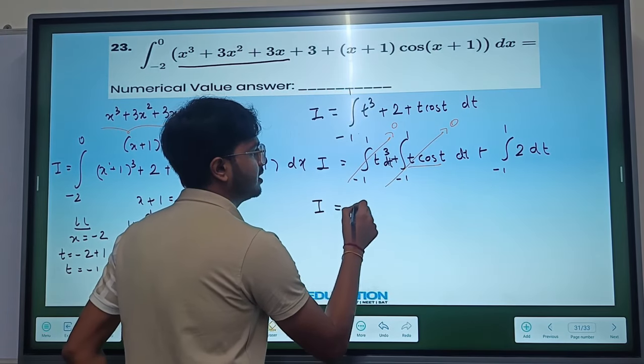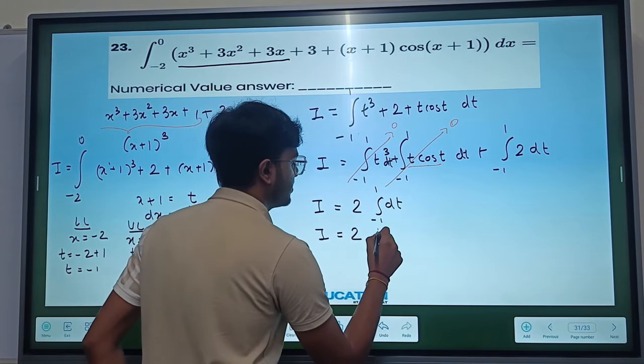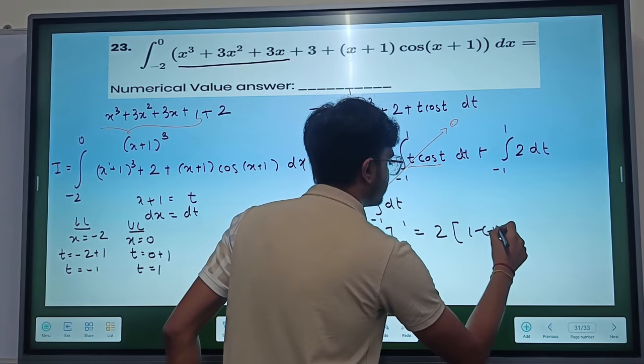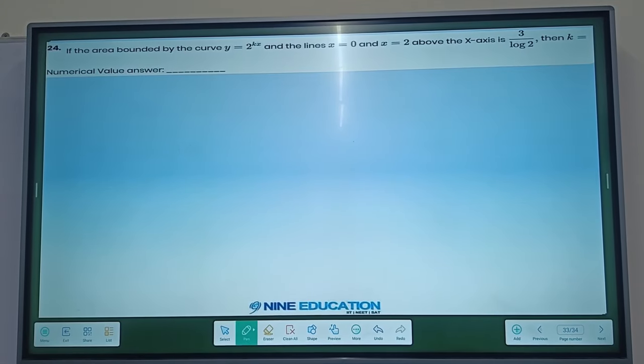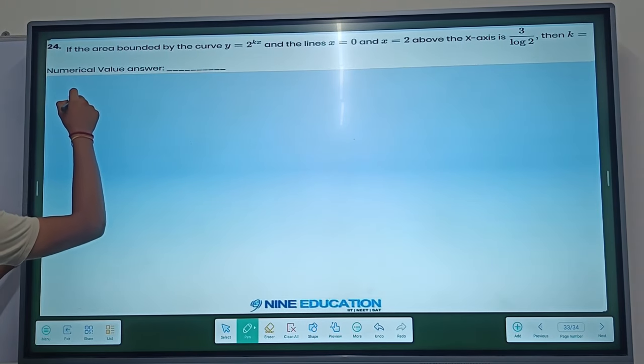So I would be left with 2 integration from -1 to 1 dt. So I would get 2 times t from -1 to 1. So 2 times (1 minus of -1). So 2 times 2, which is 4.